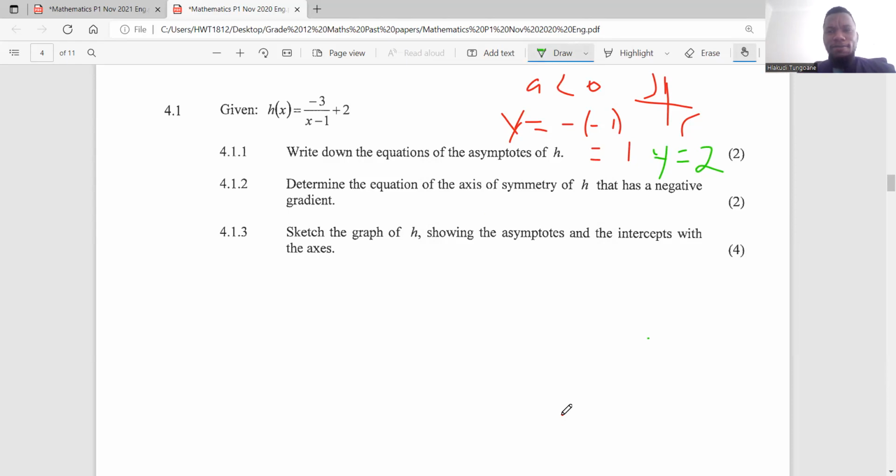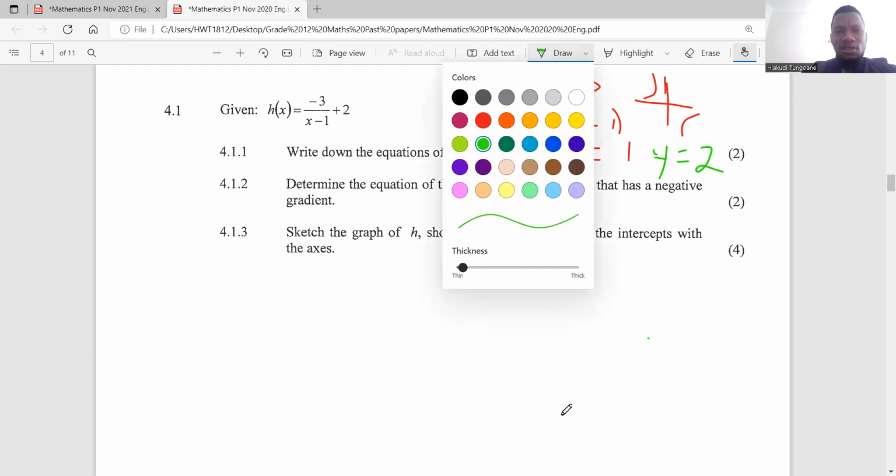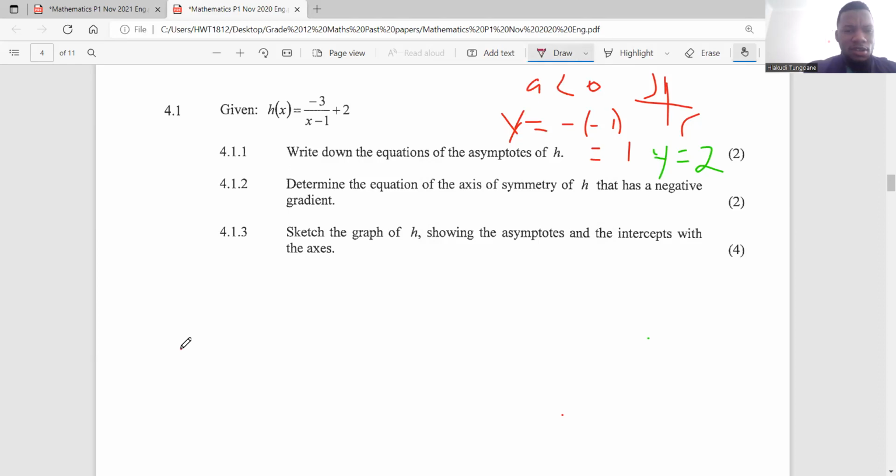Okay, so yeah, now let's look at the questions that they've asked us. So they say write down the equation of asymptotes. So this is very simple. We've already established that. So the equations of the asymptotes are x equals 1 and y equals 2, right?